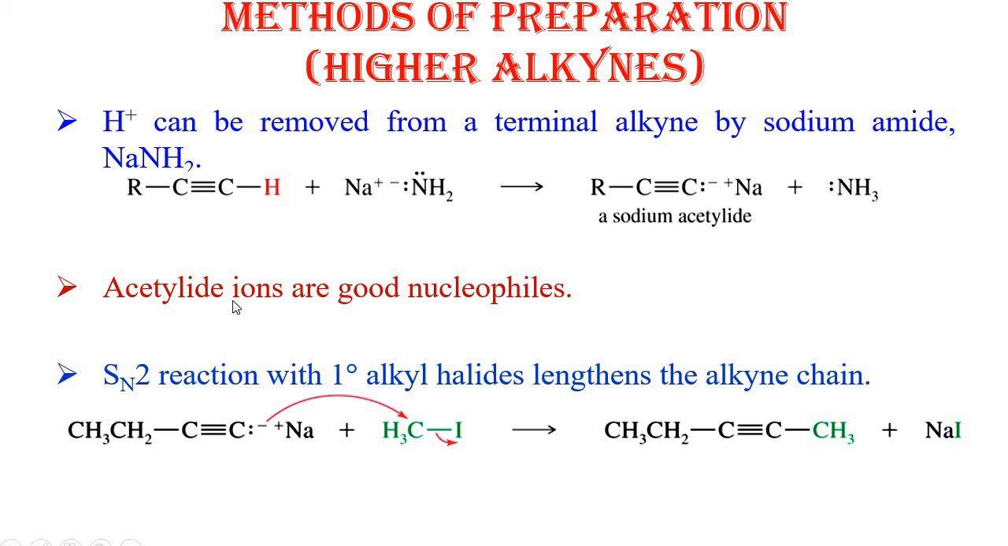When these acetylide ions react with a primary alkyl halide, they undergo an SN2 reaction and form long chain or higher alkynes. Here, the acetylide negative ion, C negative, attacks CH3 and loss of I negative takes place. In this way, we can increase the chain length of alkynes.